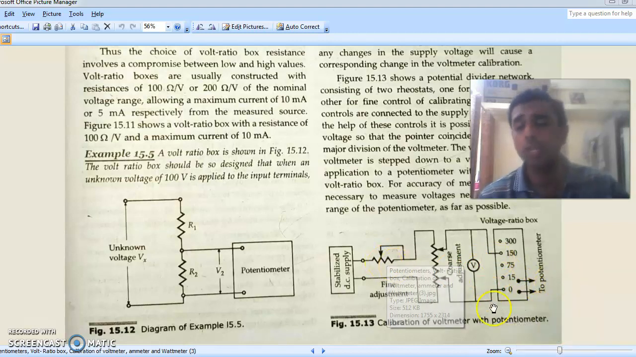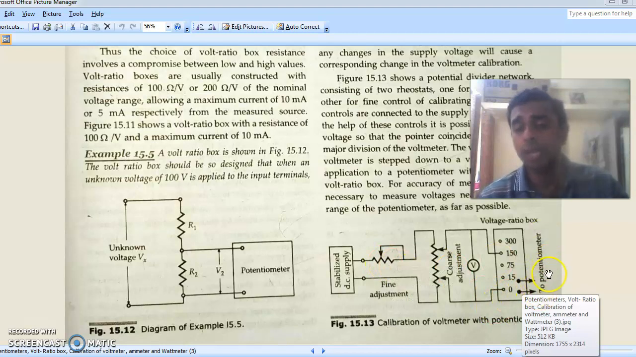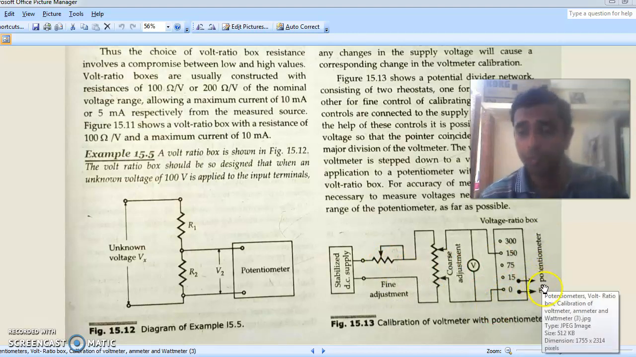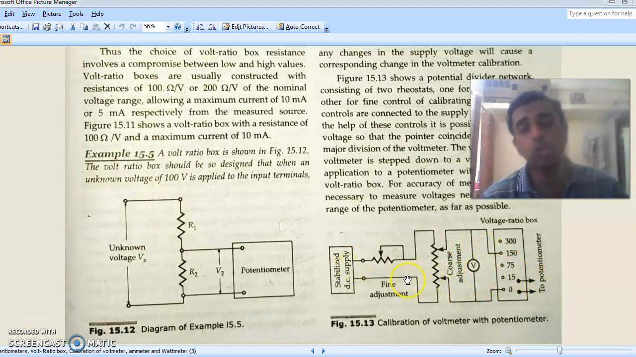The actual voltage we are measuring, we are getting the true value from the potentiometer, and that is being compared with the actual value shown by the voltmeter. We take as many readings as we want, and we plot a graph, and that graph is called a calibration curve, and that is how we calibrate a voltmeter.